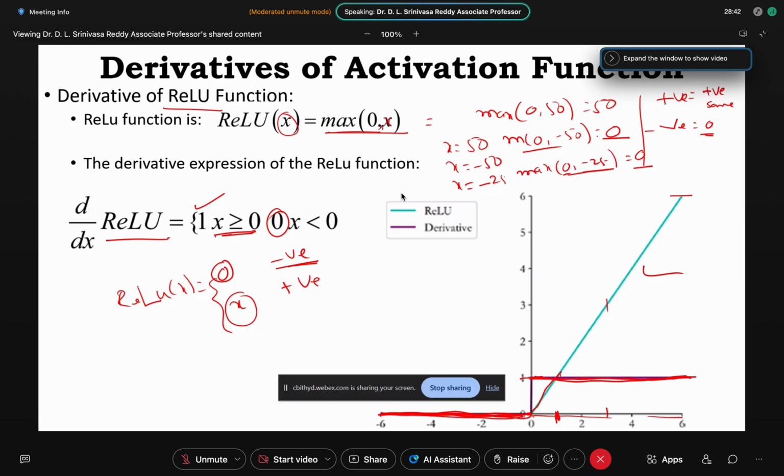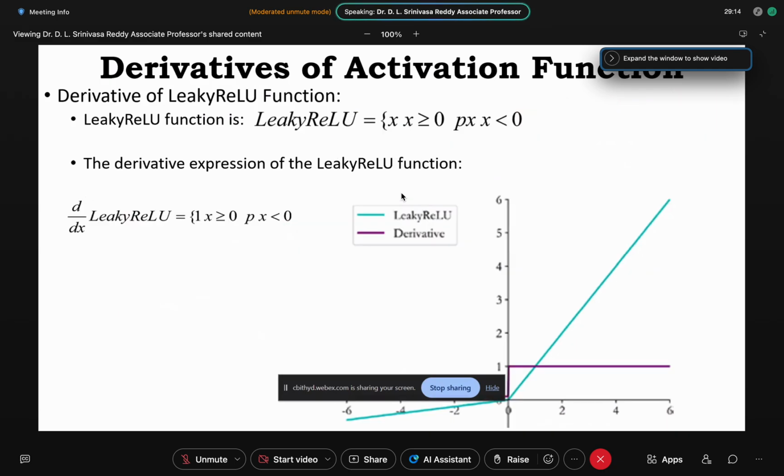So what happens here? You won't get any maximum or minimum values in this. That's why this gives us a stable updation, because all updations of the parameters depend on the derivatives, but here the derivative is constant. So the updation process is constant. You may get somewhere at the end where the steps are somewhat bigger than the previous steps. Okay, this is the derivative of the ReLU function.